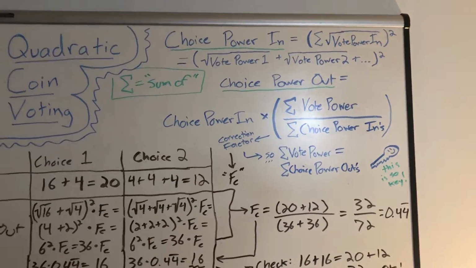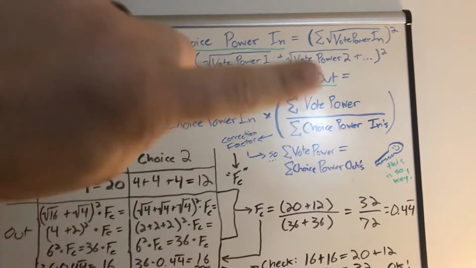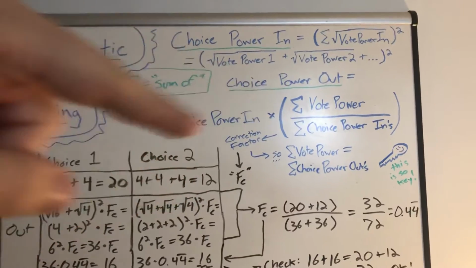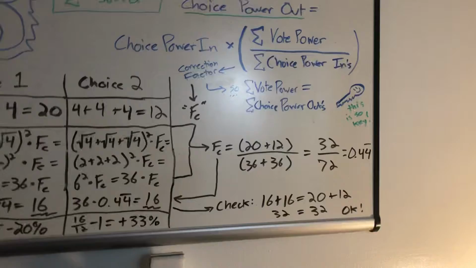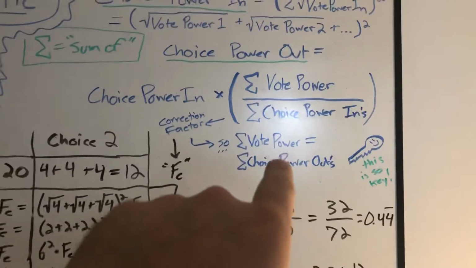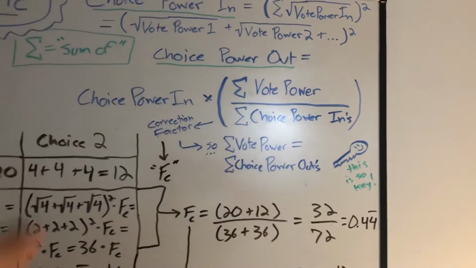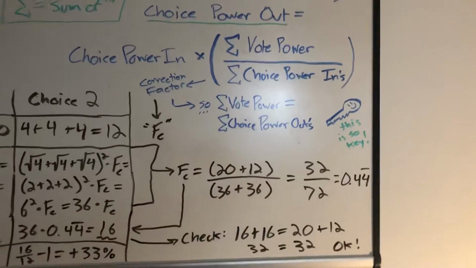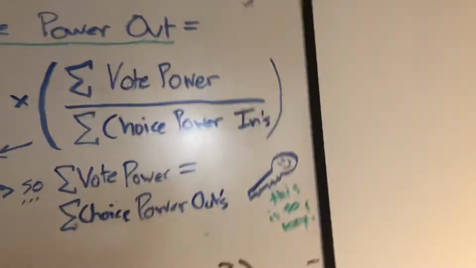So you have to divide out the choice power ins, all of them, and multiply by the vote power initially to get the correct choice power in. This is so that your vote power is equal to your choice power outs. The sum of your vote powers equals the sum of the power outs. By the way, that little symbol means sum of. I don't know if you knew that.